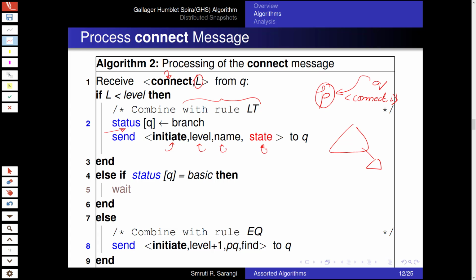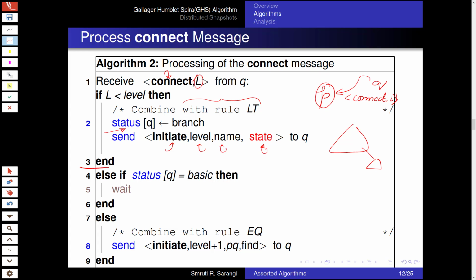If currently I am searching for my least weight edge, now you are a fragment and you join me, so you need to help me. Right? So whatever is my state, that is currently your state, so you take it and you initialize yourself. No problem. So this is sent to Q.